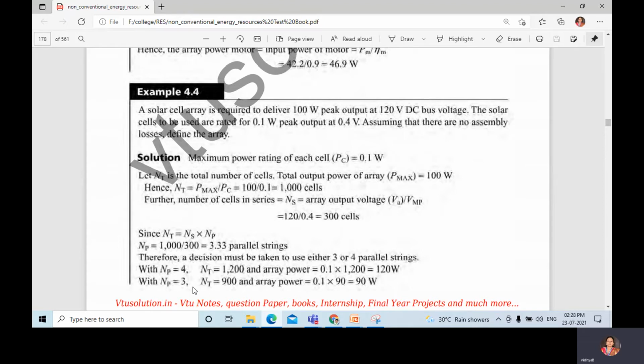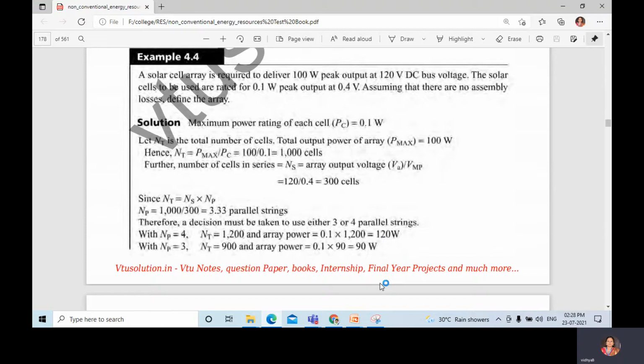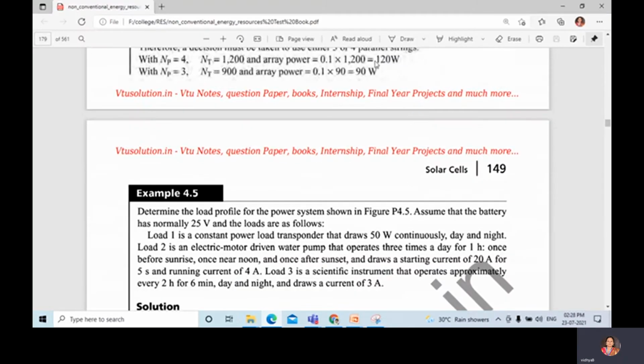What about NP equal to 3? You will get 90 watt if you calculate. Depending upon the decision, we should take whether we want 120 or 90 watt.